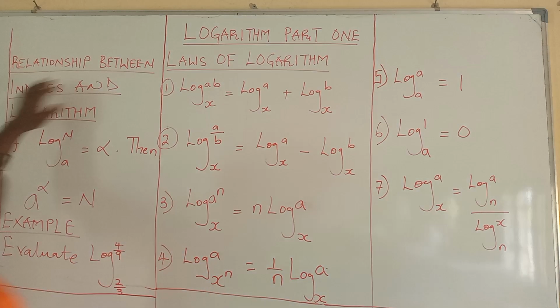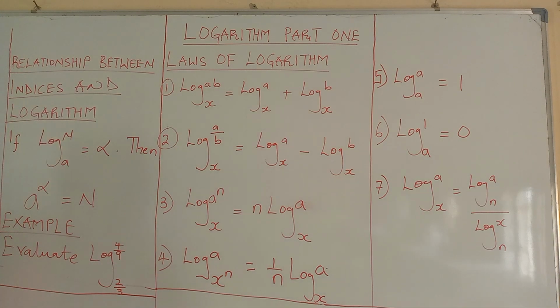Now, we have a relationship between indices and logarithms. If log n base A is equal to alpha, then A raised to power alpha is equal to n. Now let me explain that law. The logarithm of a number to any base, whatever it will give you as the answer, is simply the power to which the base must be raised, so as to have that number.